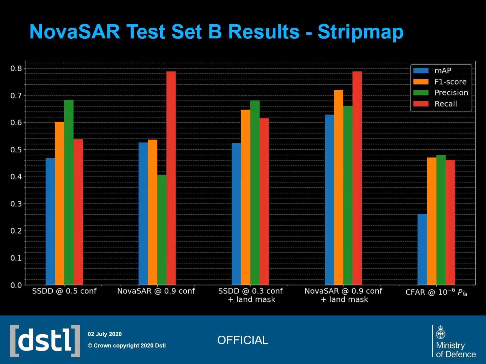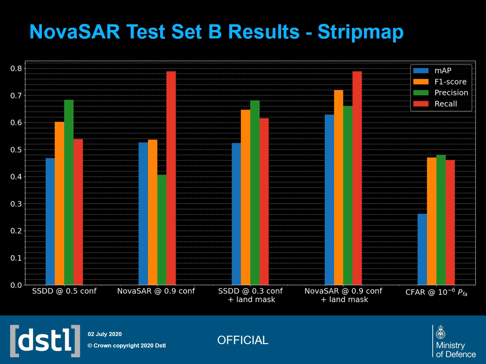So in the Stripmap image for test set B, all methods give reasonable levels of detection performance. The CFAR performance can be seen on the right, with precision, recall, and F1 score just below 50%. For the neural network-based methods, from left to right, the SSDD trained model without a landmask slightly outperforms the NovaSAR model in terms of F1 score, however the recall is greatly reduced.